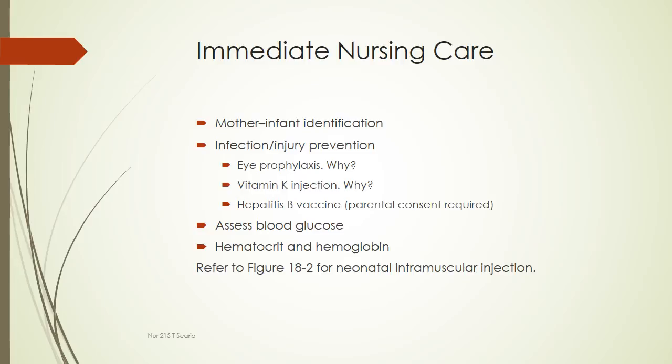Then injection and injury prevention: we need to give eye prophylaxis and vitamin K injections, and I would like you to find an answer why we have to give those. Most probably you know it, but I want you to know that. For the hepatitis B vaccine, we always need parental consent before giving. We can give it either at the hospital or during the first pediatrician's visit.